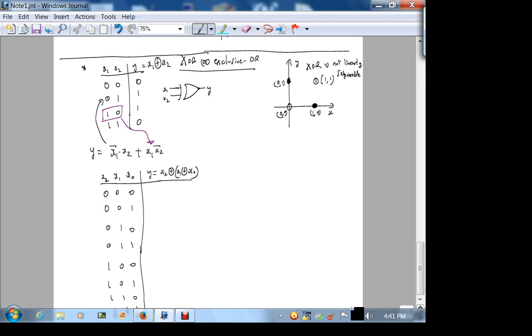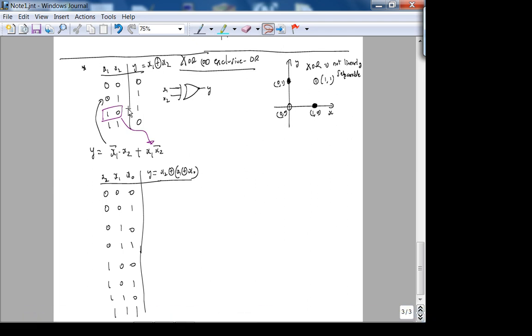But then just looking at this, can you see it's hard to see a pattern from here. If you have never seen this before and you can see the pattern, that means you really understand what's going on. So what's the three-input exclusive OR?